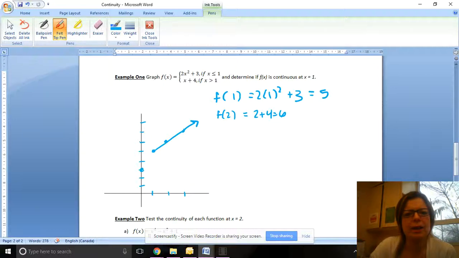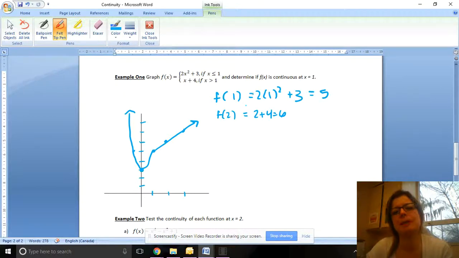And f at -1 is 5. So you're getting this parabola on this side. Okay, so we can see it's continuous, but let's keep doing our burden of proof. So f at 1, that's the first burden of proof. F at 1 is 5. So now let's test the limit.